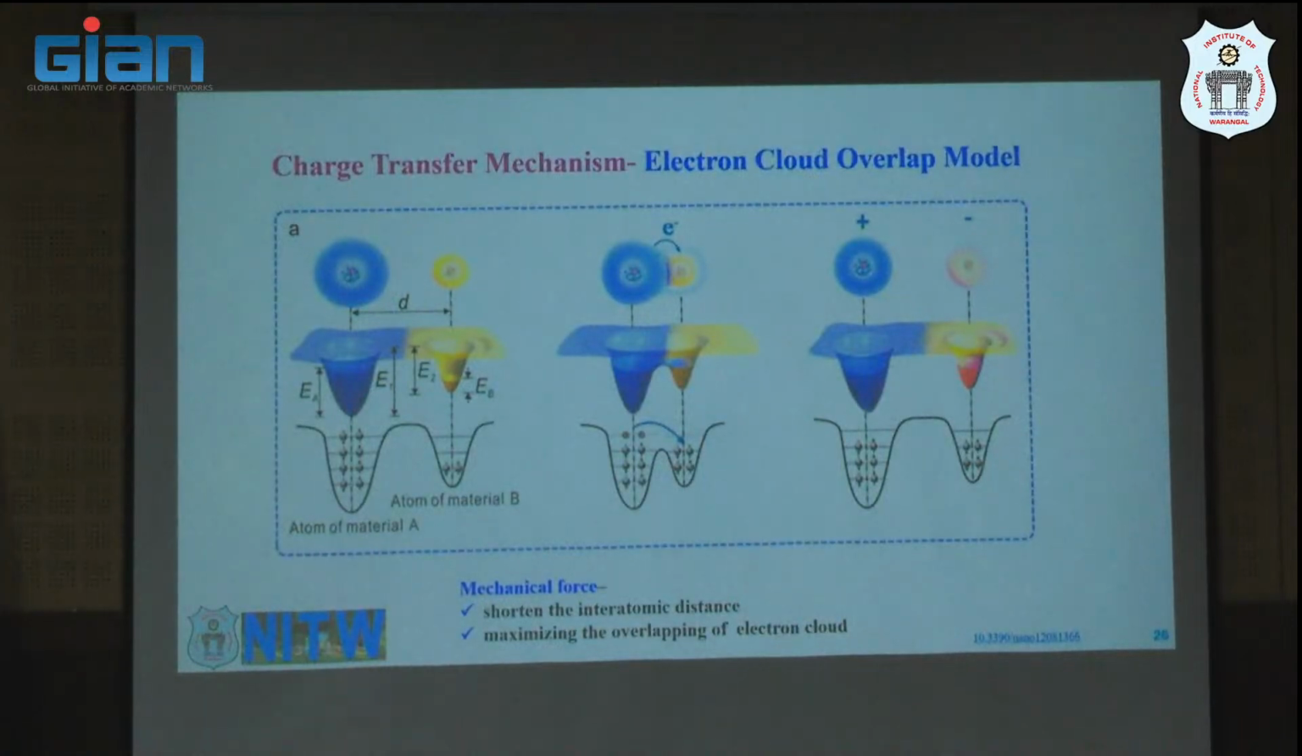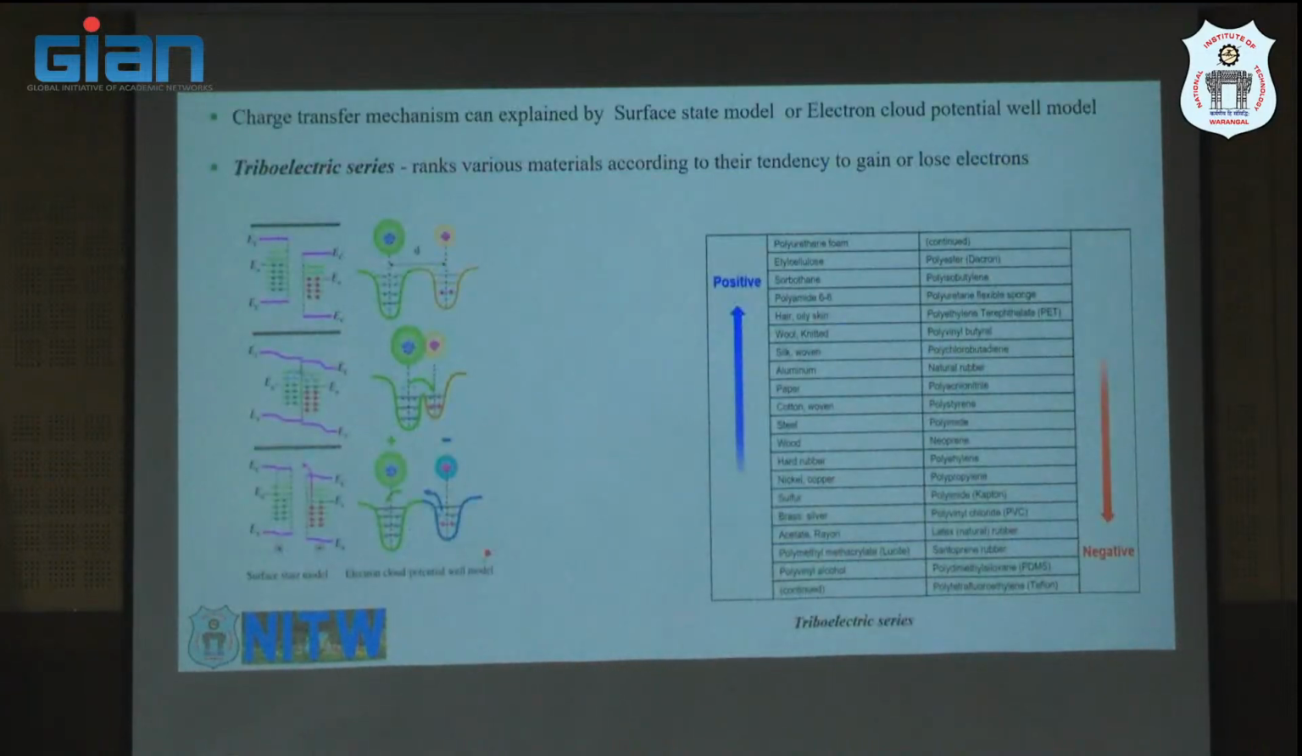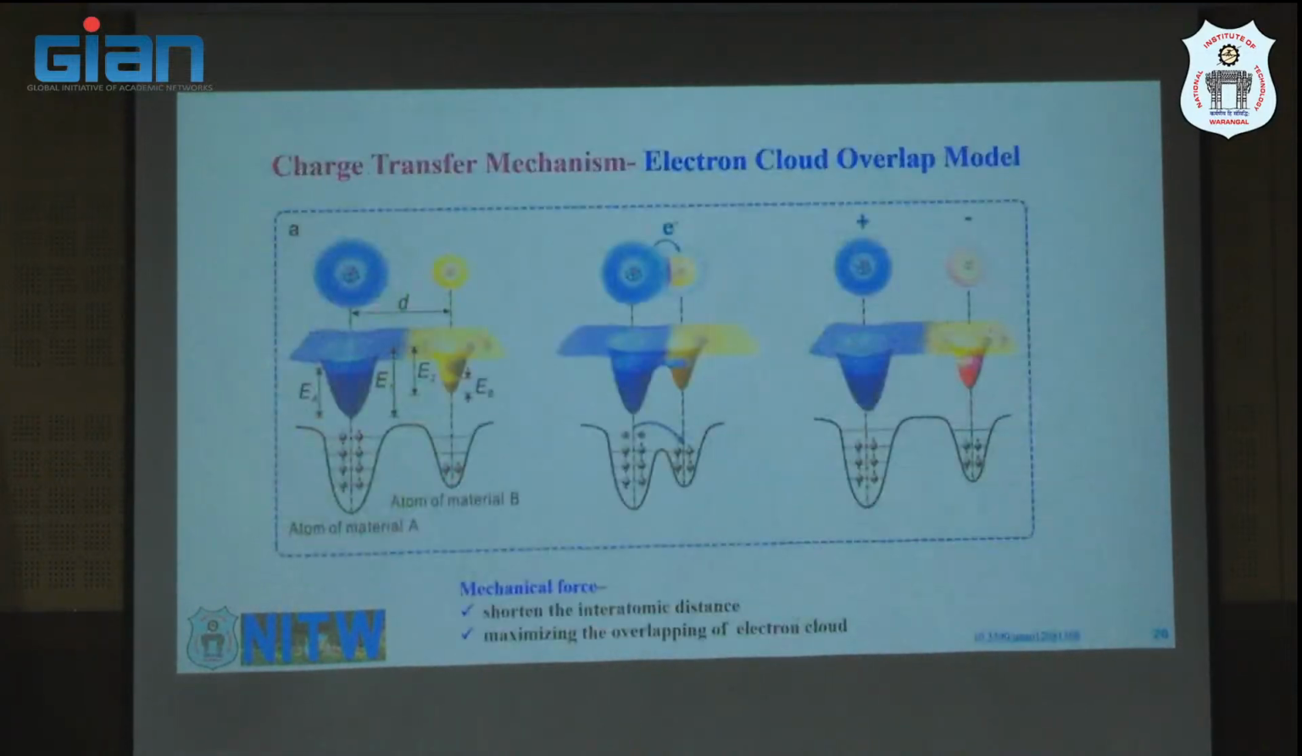So this is what happens when you bring two materials closer. There will be electron cloud overlap with each other. When they come closer and closer, the electron jumps from this cloud to this cloud. When they separate, the electron cannot jump back, so they get separated. As a result, one becomes positive, which has given the electron, and the other becomes negative, which has taken the electron.